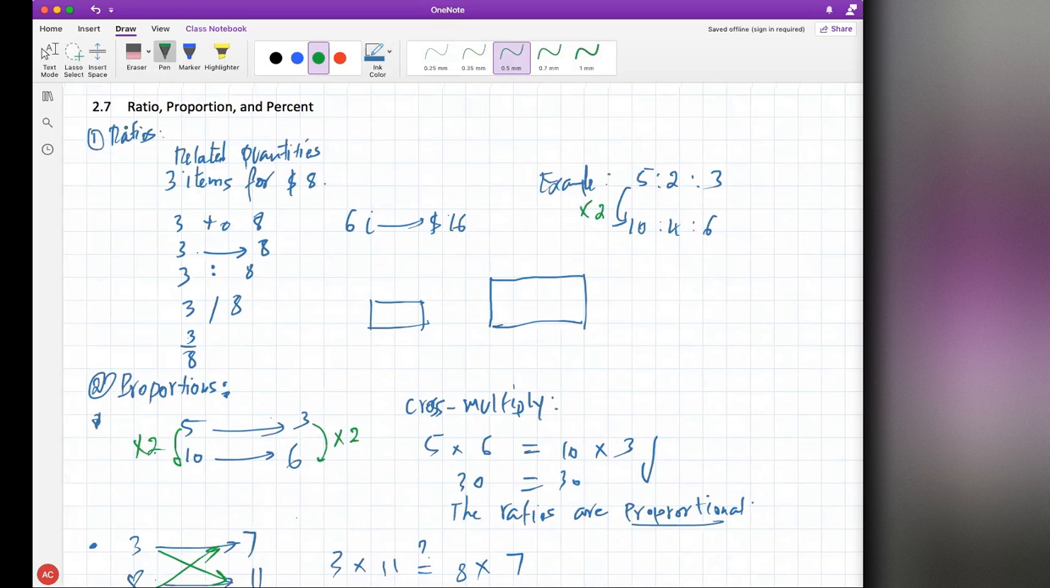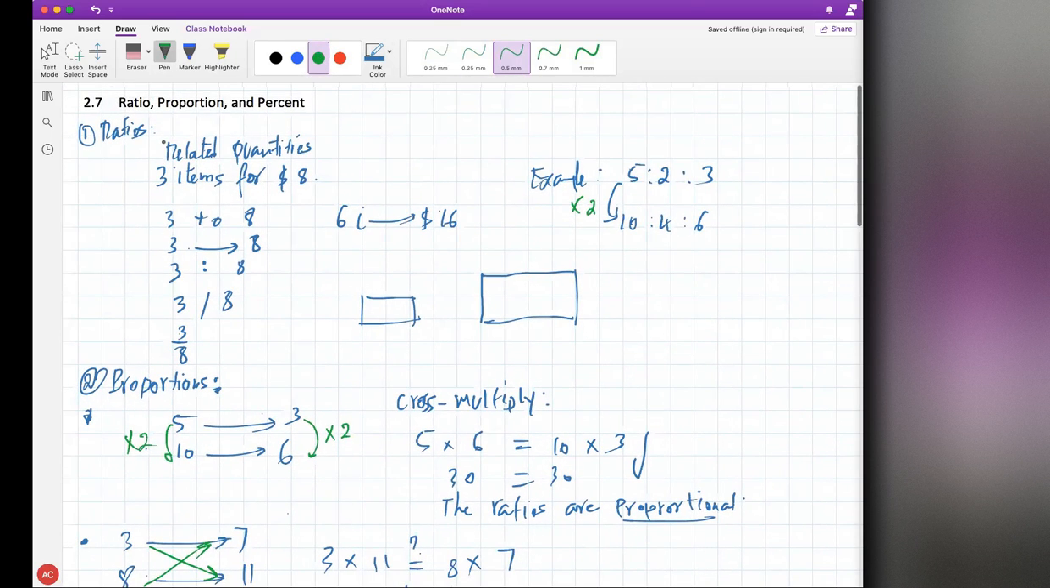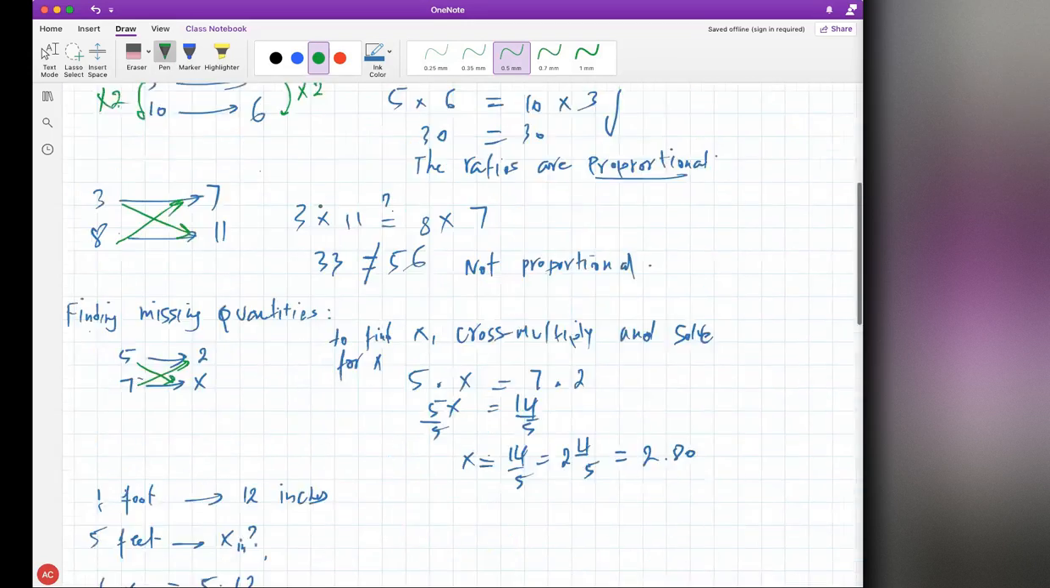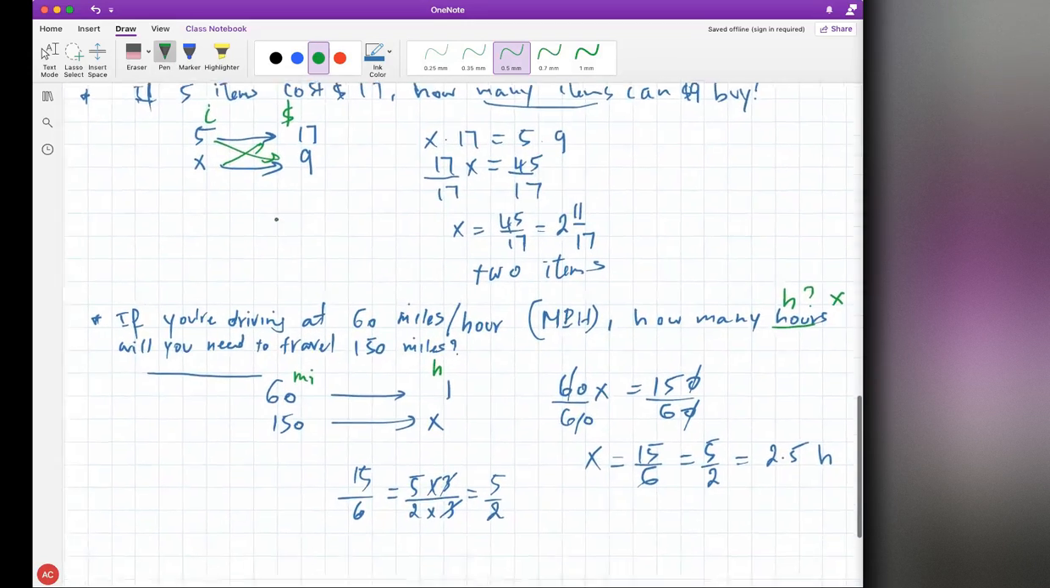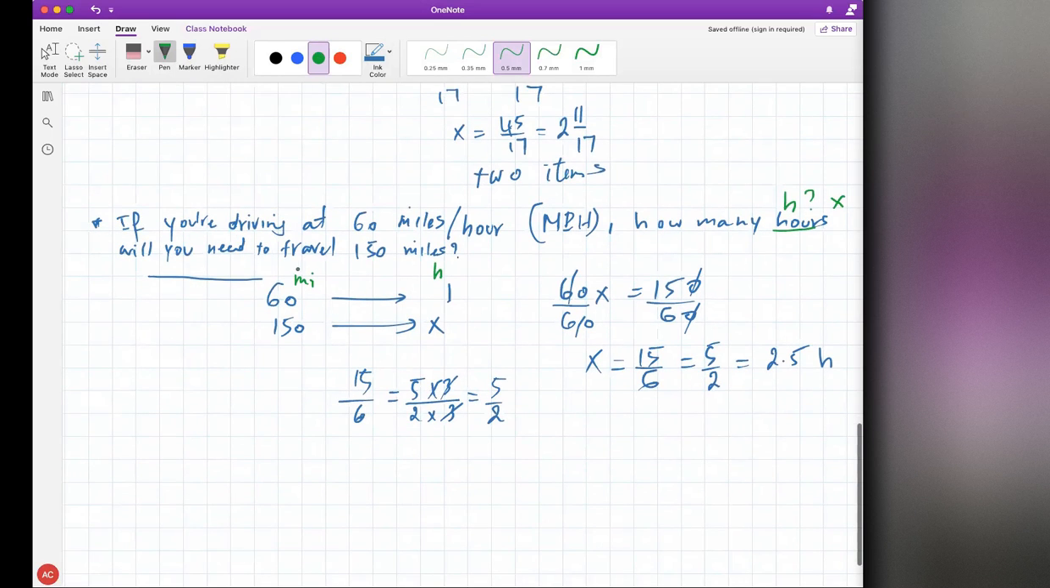Another thing, the last thing we will discuss. So we saw ratios, proportions. Let's talk about percents. Percents are basically a specific type of ratio. They're also ratios, but a specific one.